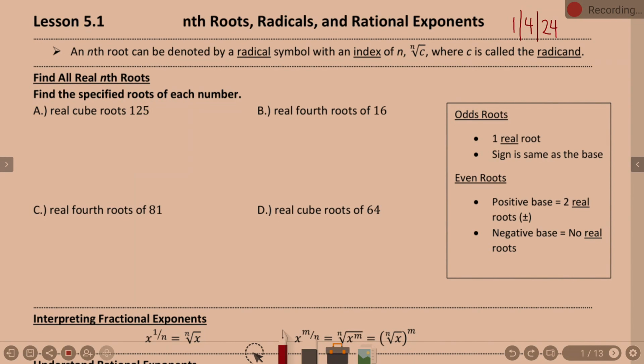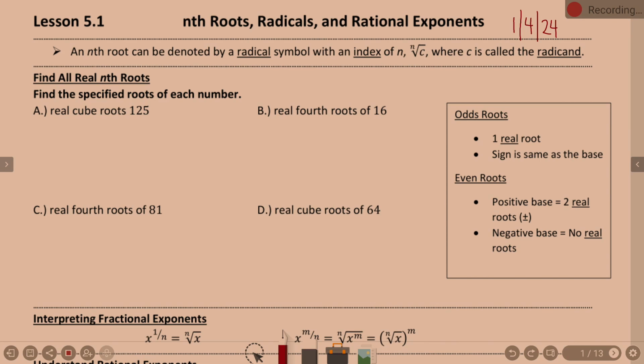Nth roots, radicals, and rational exponents. Our big thing today is looking to see how radicals, so like square root symbols, and exponents connect. You may have done a little bit of this in Algebra 1. I feel like maybe you did. Again, I never expect you guys to remember.